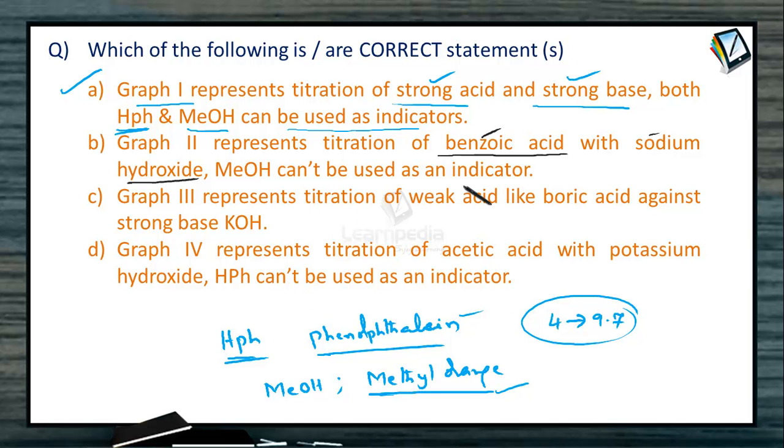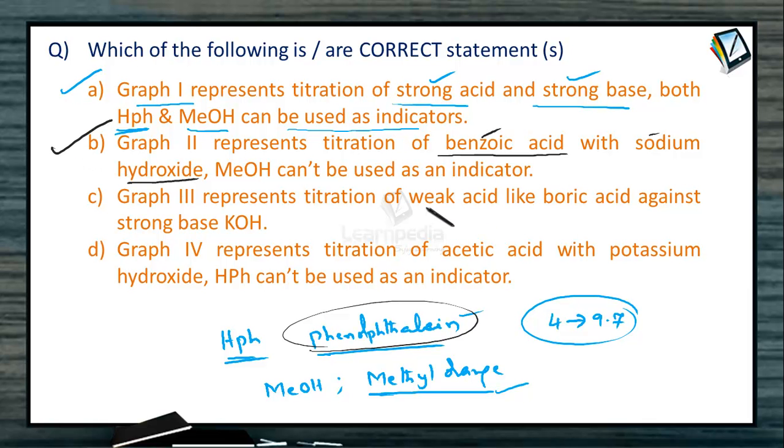Methyl orange cannot be used as an indicator while phenolphthalein can be used in basic medium, and methyl orange is used only in acidic range, but the titration range is in basic medium. So the statement that phenolphthalein can be used and methyl orange cannot be used is right. So therefore B is right.